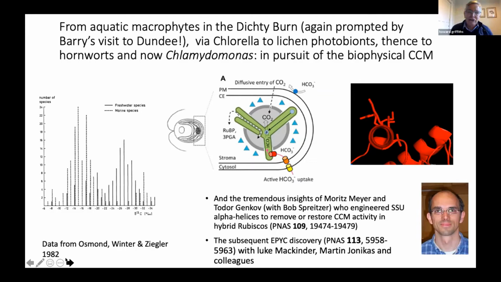And at that time, we started out working firstly on Chlorella. We heard from Mark earlier this morning the relevance of Chlorella and the carbon concentrating mechanism there. Of course, lichen photobionts consist either of a green alga, some of which have a carbon concentrating mechanism, some don't, or cyanobacteria. And then we also looked at the hornworts and the carbon concentrating mechanism there. And most recently, our focus has been primarily on Chlamydomonas and the biophysical CCM that operates there.